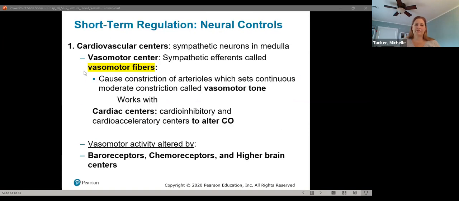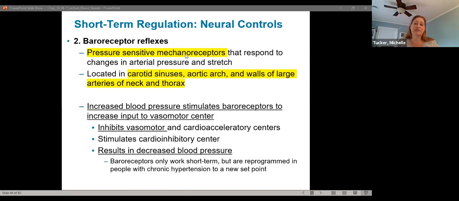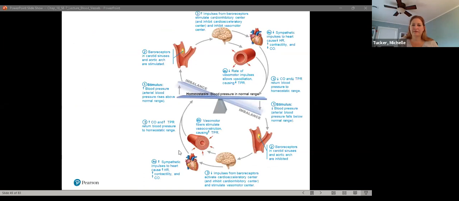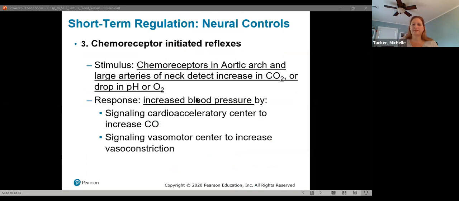So you need to understand how vasomotor fibers, if they increase their action potential rate, if you get vasoconstriction or vasodilation, baroreceptors and chemoreceptors. So baroreceptors, this negative homeostasis balance, chemoreceptors, that if they detect an increase in carbon dioxide or hydrogen ions or a decrease in oxygen, will increase blood pressure.